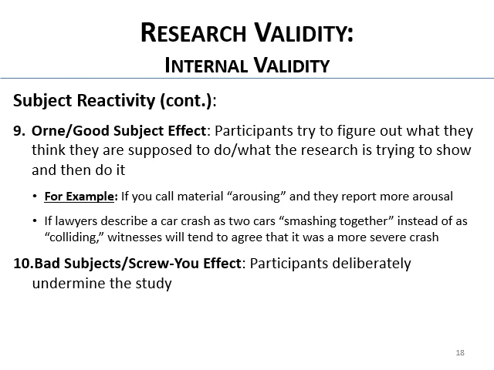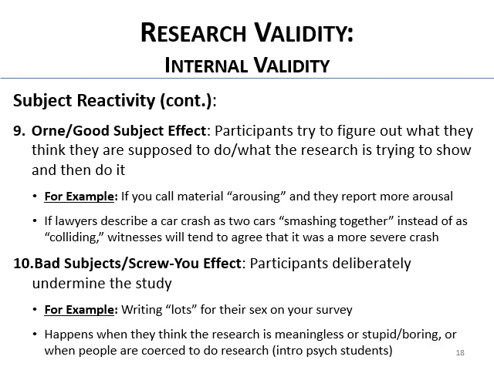So the opposite of the good subject effect is the bad subject / screw you effect. That is literally what it's called in the textbooks. This is when you've got participants who are deliberately just trying to undermine your study. For example, the classic 8th grader who writes lots when you ask them for their sex on a survey. This happens when people think the research that they're forced to do is meaningless or stupid or boring, or you coerce them into doing it. Like intro to psych students, this is one of the big problems with using intro to psych students as your research pool, is that they're not particularly motivated and they may just take it out on you.